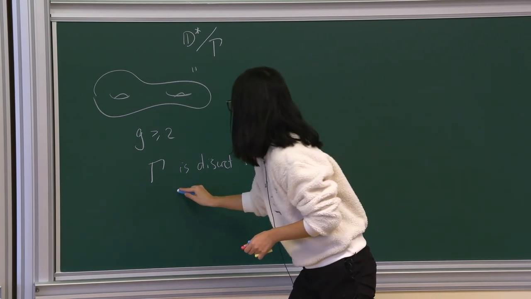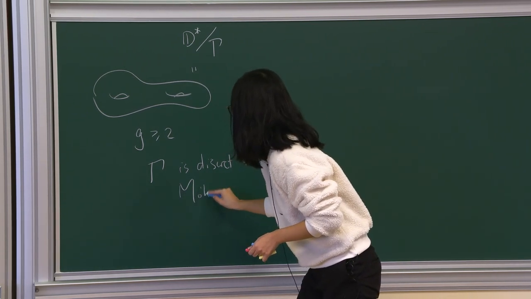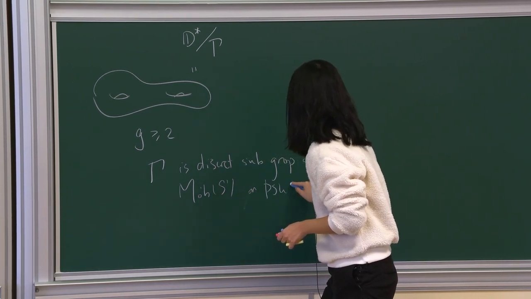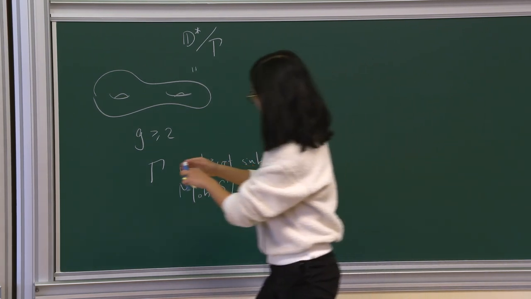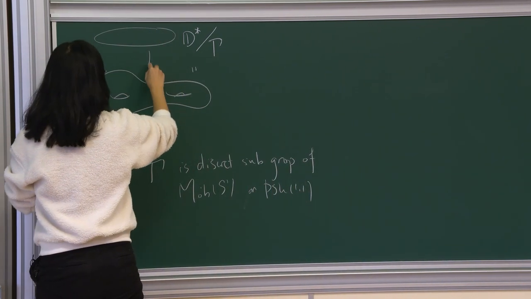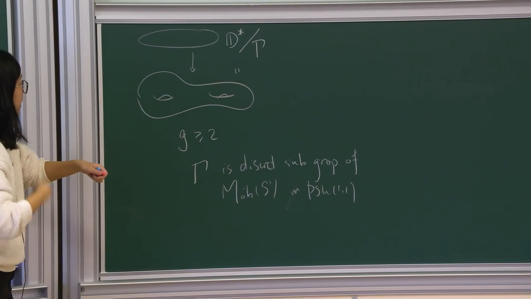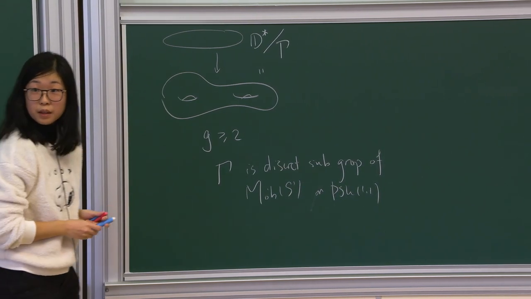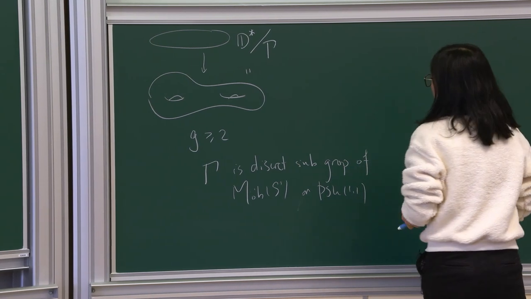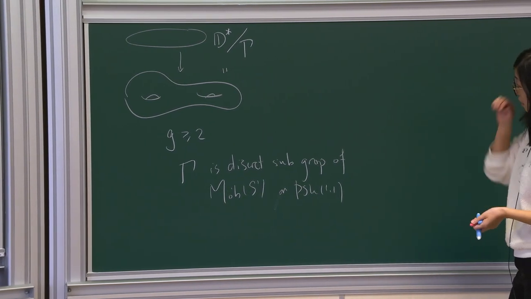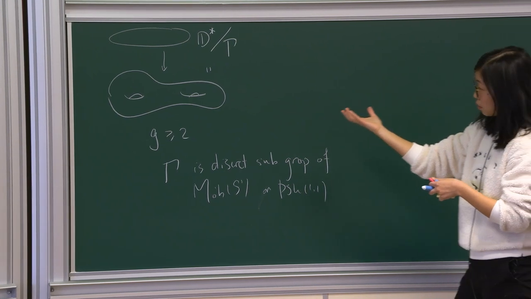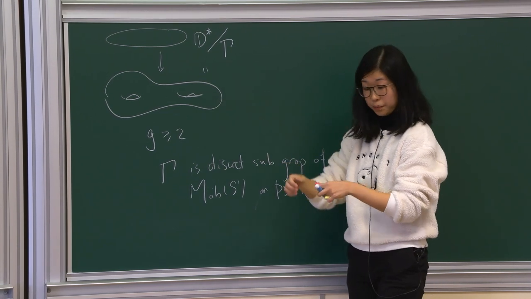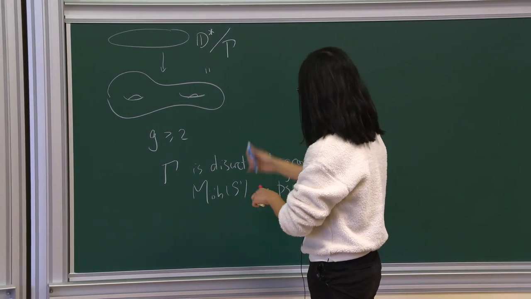of PSU(1,1), Möbius transformations preserving S1. Right, you have a covering map where you wrap around using gamma, and you get this surface down there. And the Teichmüller space is the space of all possible quasi-conformal deformations of the surface, up to a certain isotopy.